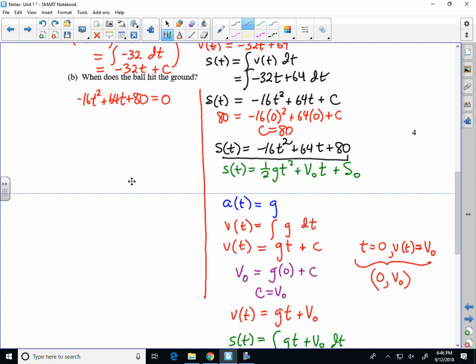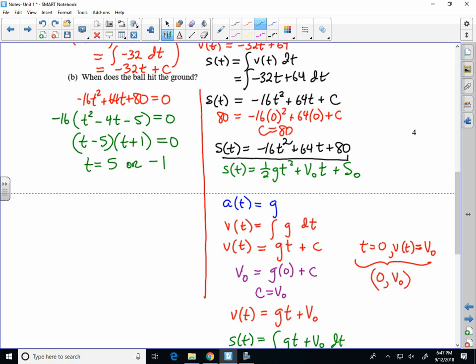Speaking of calculators, I'm going to show you how to write a program in a couple minutes, but we'll do this one algebraically real quick. All right, so we have a common factor of -16. t squared, that would be -4t minus 5, equals 0. You can disregard the -16, it's a constant multiple, it divides out. (t minus 5)(t plus 1), I believe. So we get t equals 5 or -1.